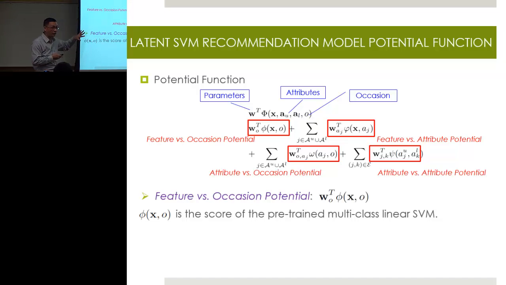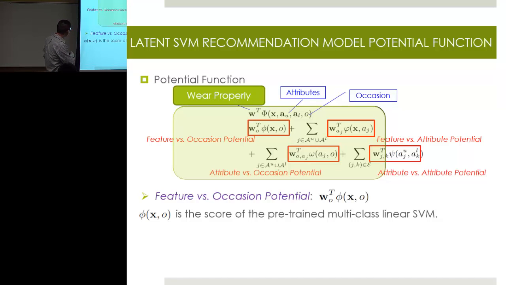Furthermore, we decompose this objective function into 4 items. The first one describes the relationship between the features and the occasion. So this is continuous, this is discrete. And the second one describes the low-level features to attributes. And the third one describes the attributes to occasion. So these 3 items describe how to wear properly, meaning for this occasion, what kind of clothes should be worn. And the first item describes how to wear elegantly, meaning how the upper body and the lower body should be paired together.